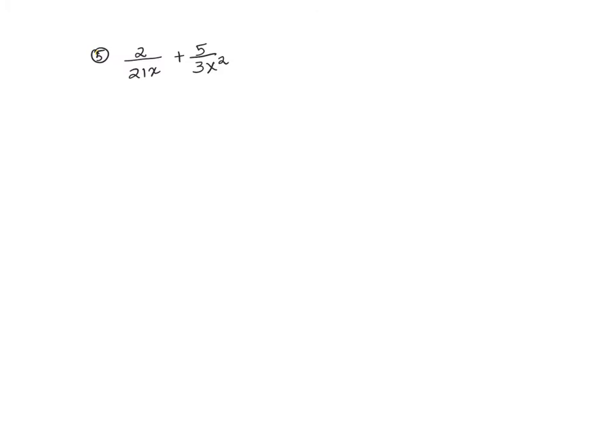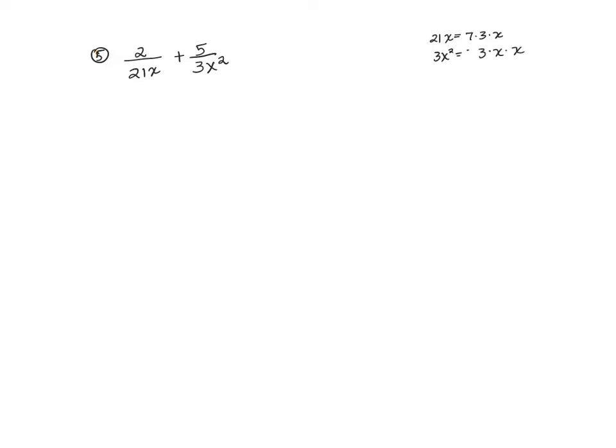They do not have a common denominator. To find a common denominator, we use a little bit of prime factorization. So let's take it on the side. 21x can be factored into 7 times 3 times x. And 3x squared can be factored into 3 times x times x.